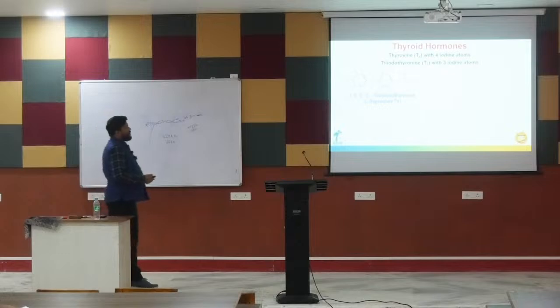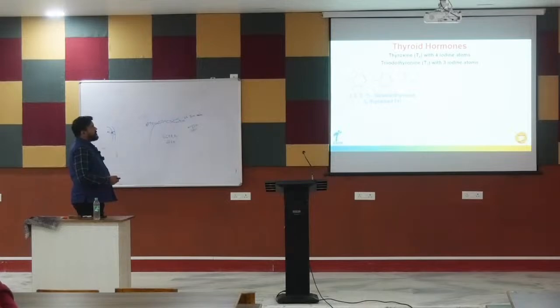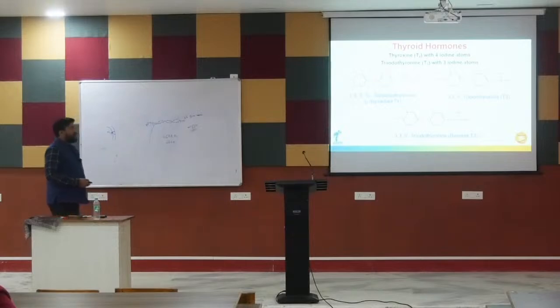So this nomenclature is important. So 3, 5, 3 prime, 5 prime is tetraiodothyronine, or T4. Next is 3, 5, and only 3 prime, no 5 prime iodine. It is T3. And what is reverse T3? See, only 3 prime and 5 prime, but no 5. It is reverse T3. It is an inactive molecule.